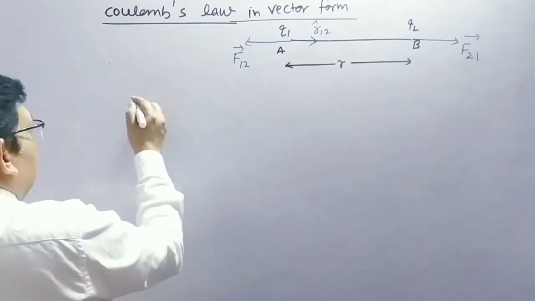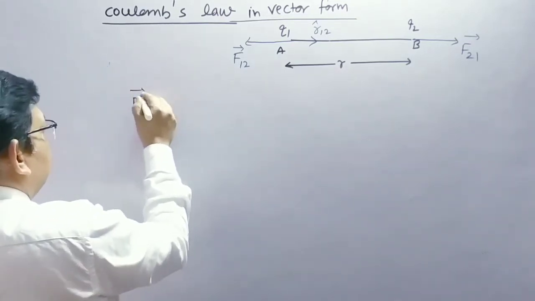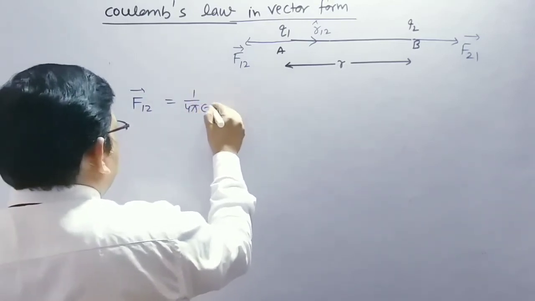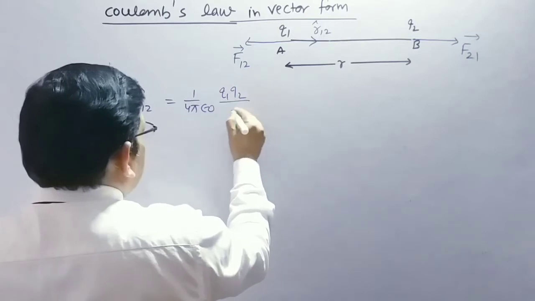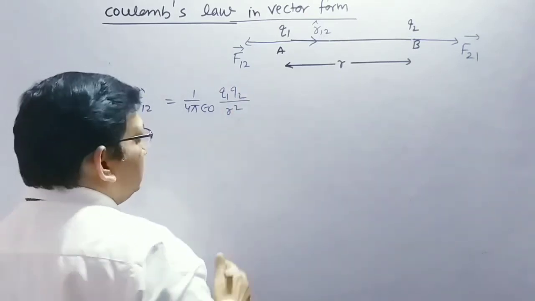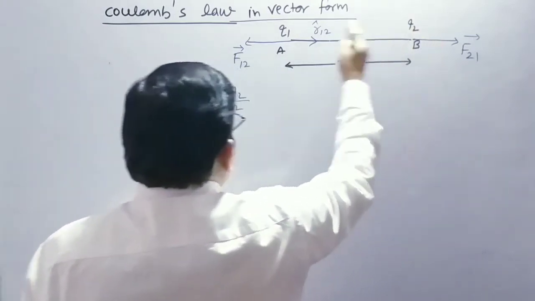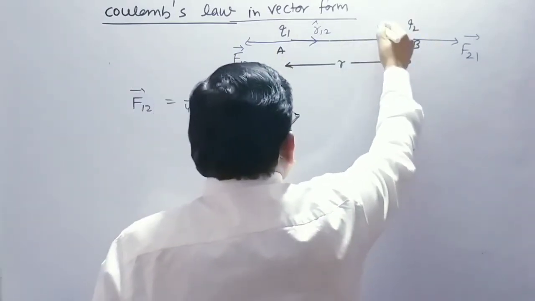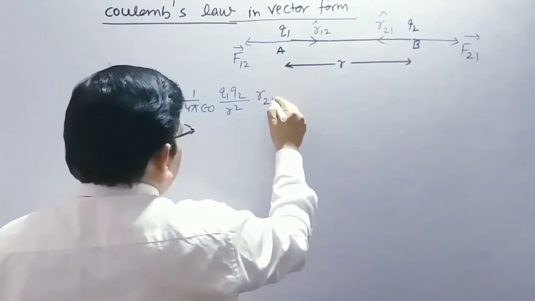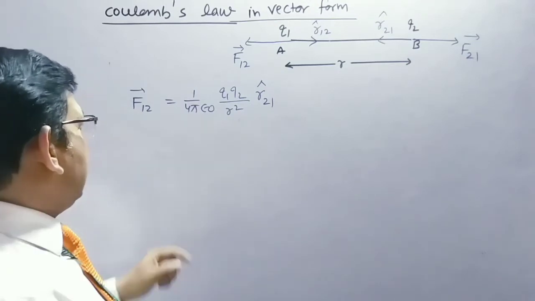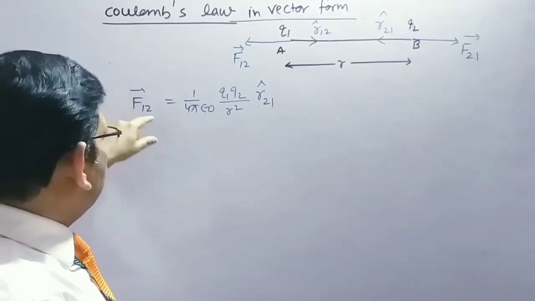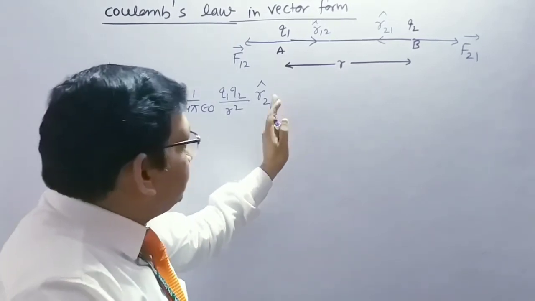So Coulomb's law in vector form, force F12, can be written as 1 by 4 pi epsilon, Q1 Q2, distance is still r. And what is the direction of this force? The direction of this force is from charge 2 to 1, and for this the unit vector is 2 to 1. So the force acting on 1 due to 2, again I am repeating, is directed from charge 2 to 1.